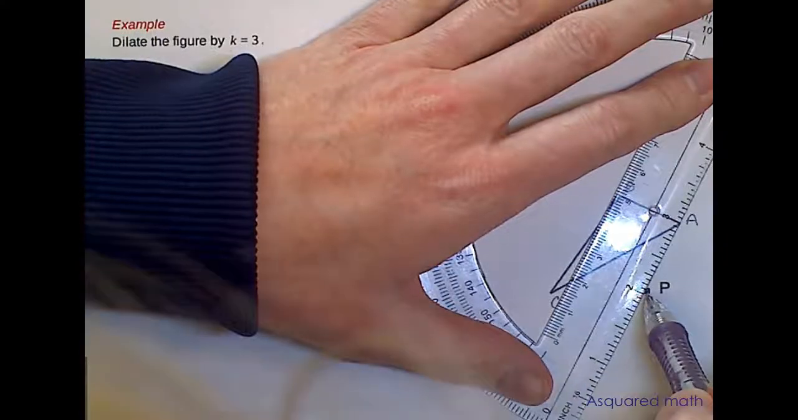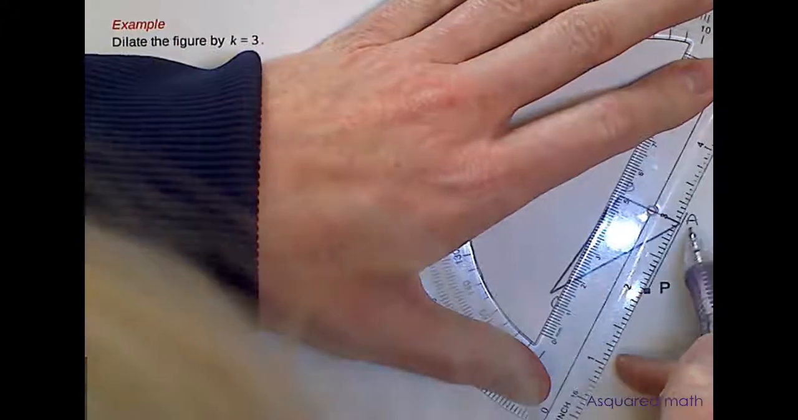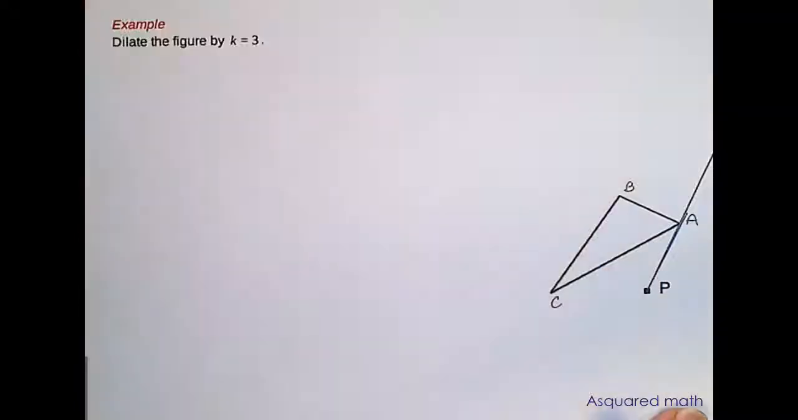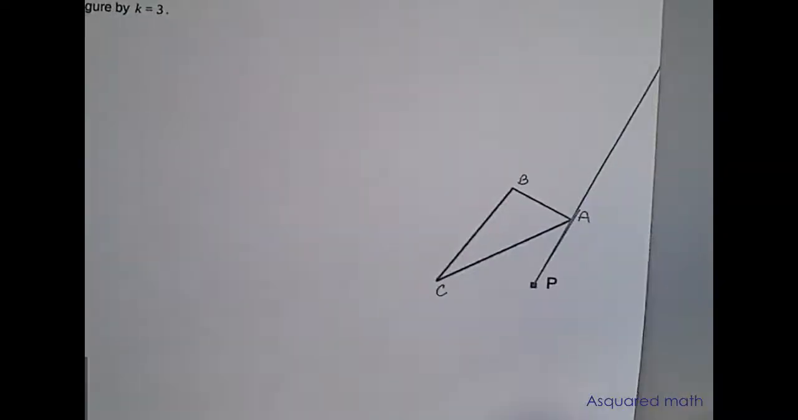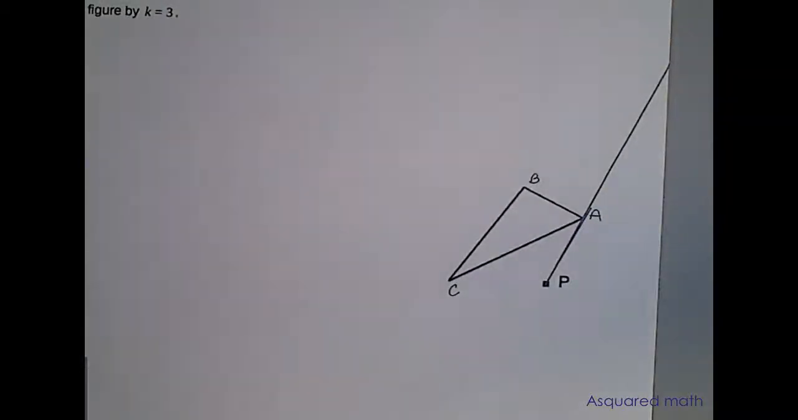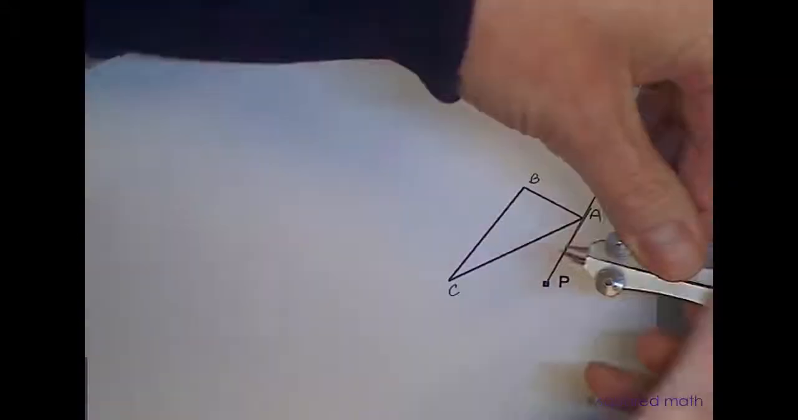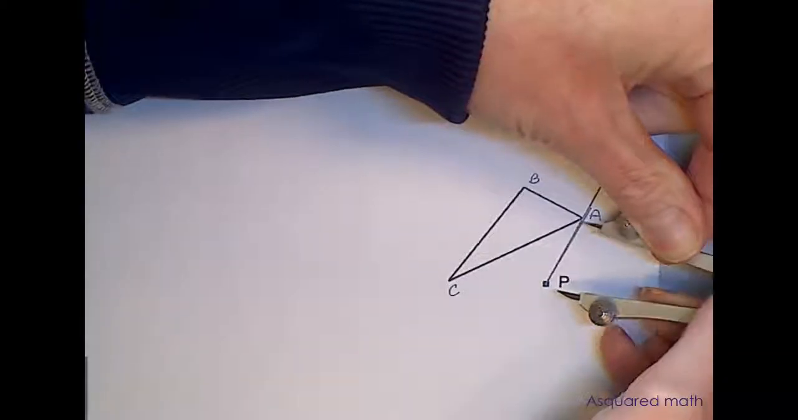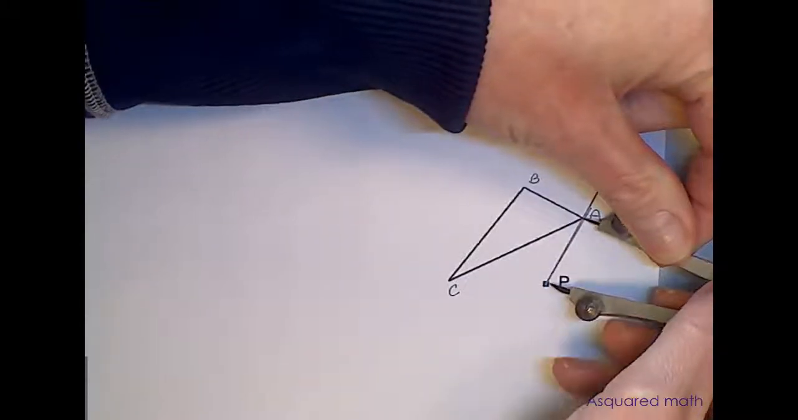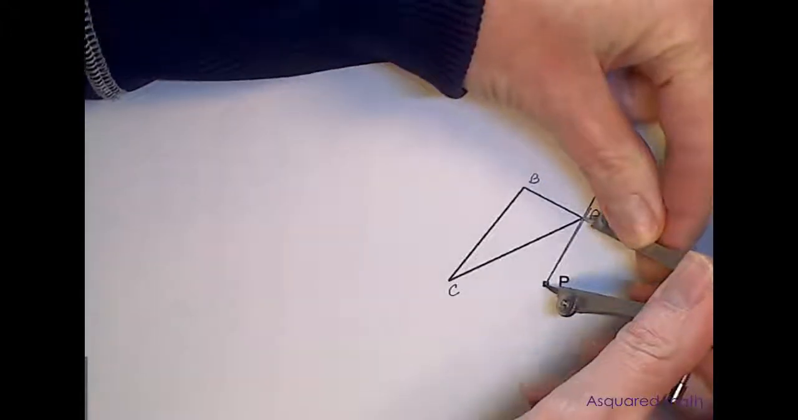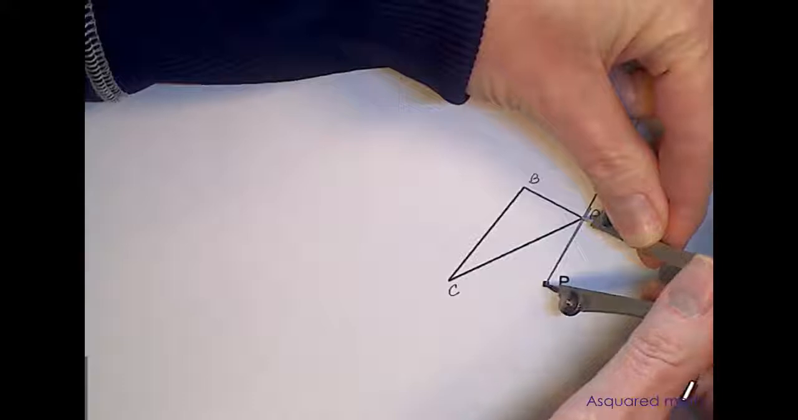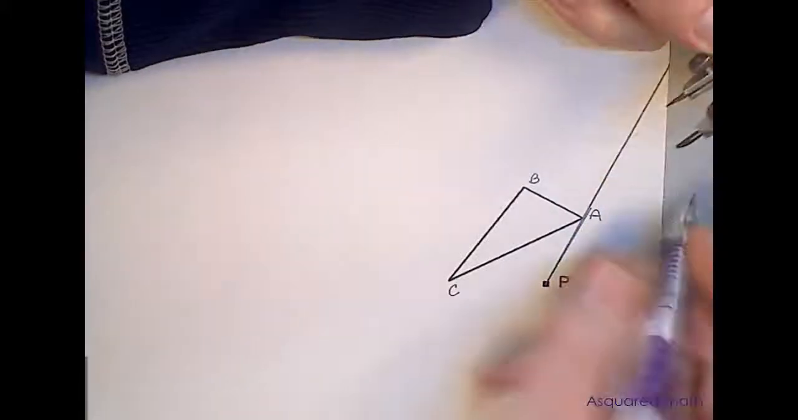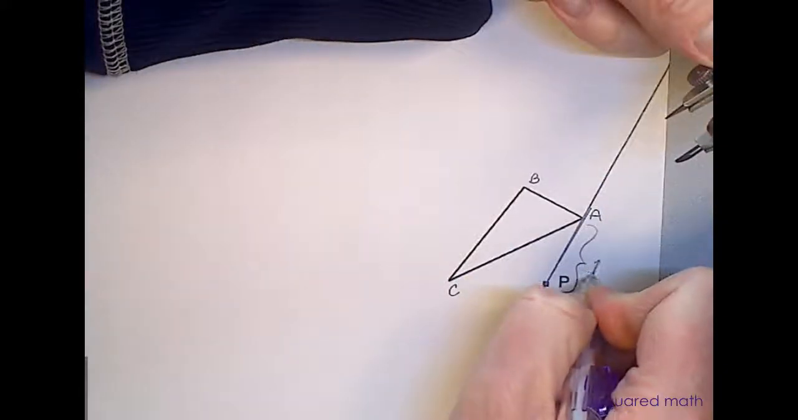First thing I want to do is connect A to my point of dilation, which is given as P. Let me scoot this over so I can show you. And you're going to take your compass and open it as wide as the distance from point A to our point of dilation, which is point P. So that is this distance here. So this is the original image, so this is a scale factor of 1 or 100%. So the distance from here to here is 1.